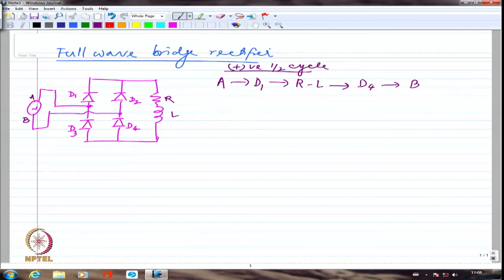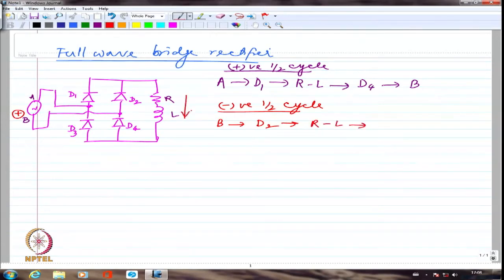and during negative half cycle, we'll start from B because this will be positive now. So B, it will go to D2. From D2, it will go to R and L. So again the current will flow only from up to down, and then it will go through D3 and then back to A. Right? This is the path.